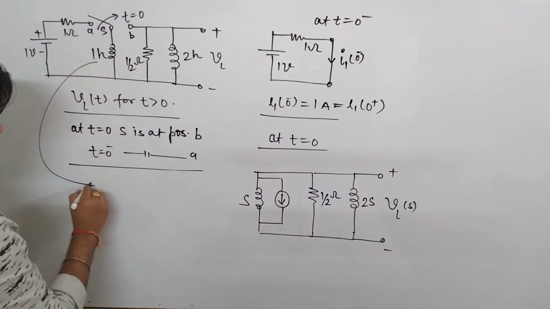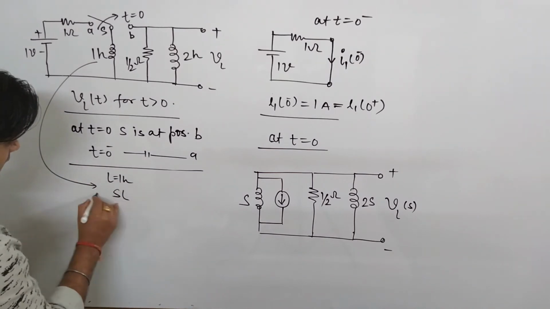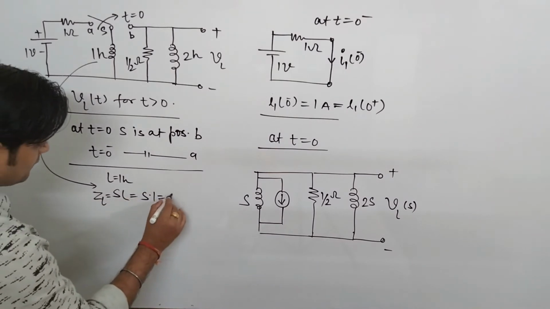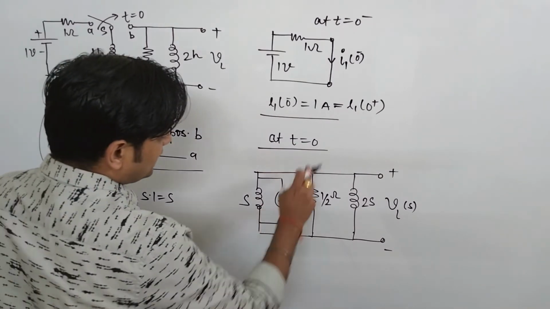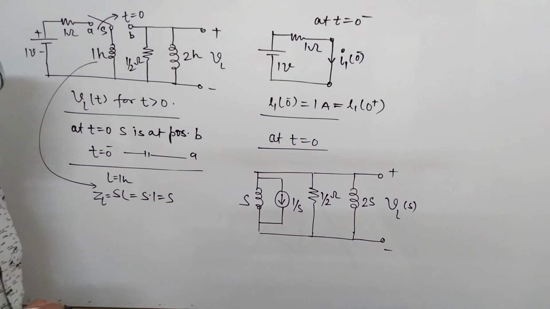The value of L is 1 Henry, so SL is S into 1, that comes to be S. So it is S, this is 2S. The current here is 1 ampere. I told you it is I naught by S, so that comes to be 1 by S.